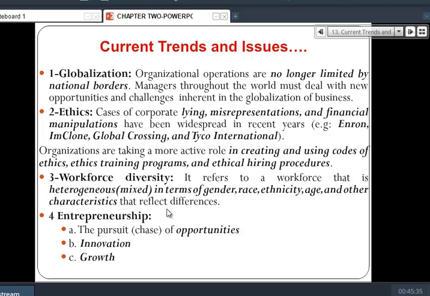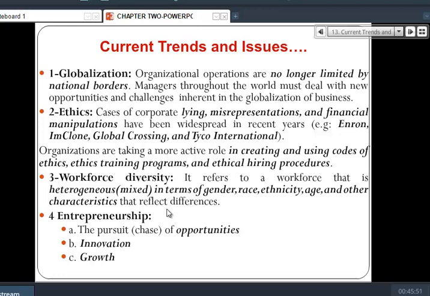So workforce diversity refers to a workforce that is mixed in terms of gender, race, ethnicity, age, and other characteristics that reflect differences.